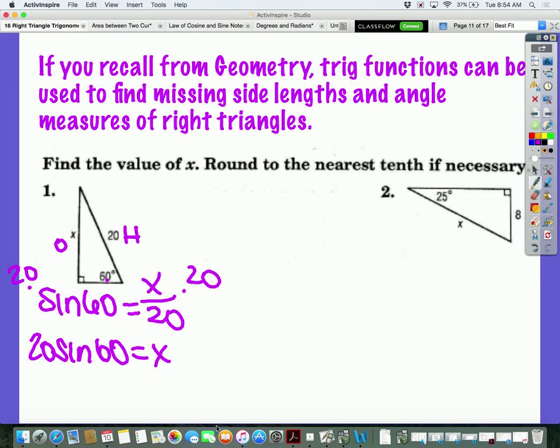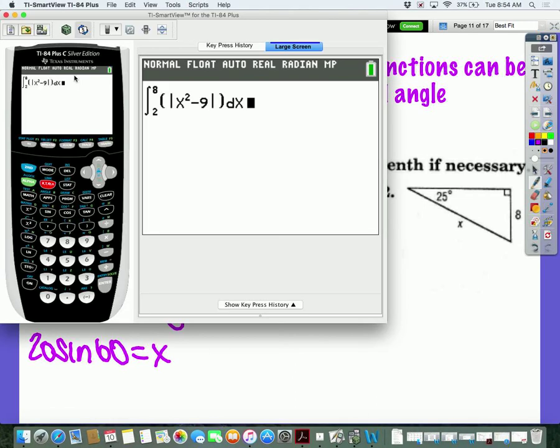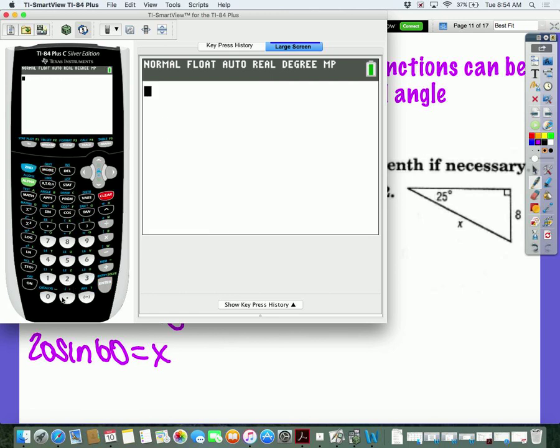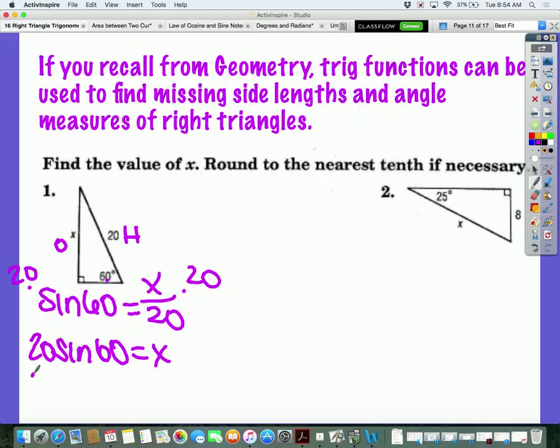Everybody knows how to do that, right? Okay? You go right up here to mode. Make sure that degree is highlighted. So you go over, click enter. That's how you make sure it's highlighted. So 20, sine, 60. Everyone get 17.3? There you go. Okay? So again, you get me down to this point if you don't have a calculator. But if you do, you give me 17.3. That's the value of x.